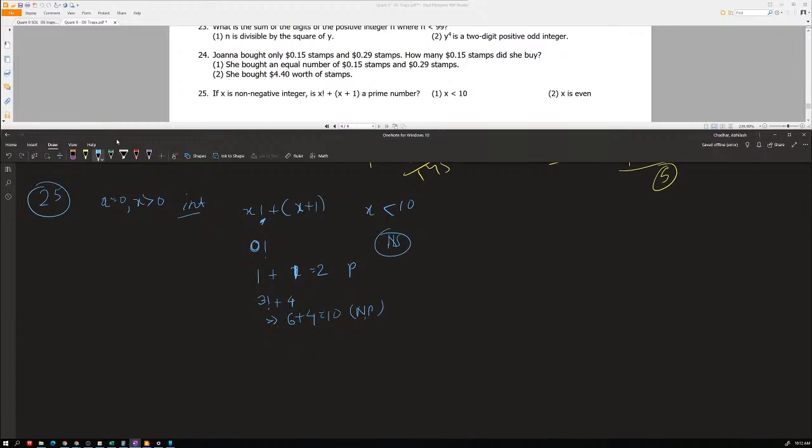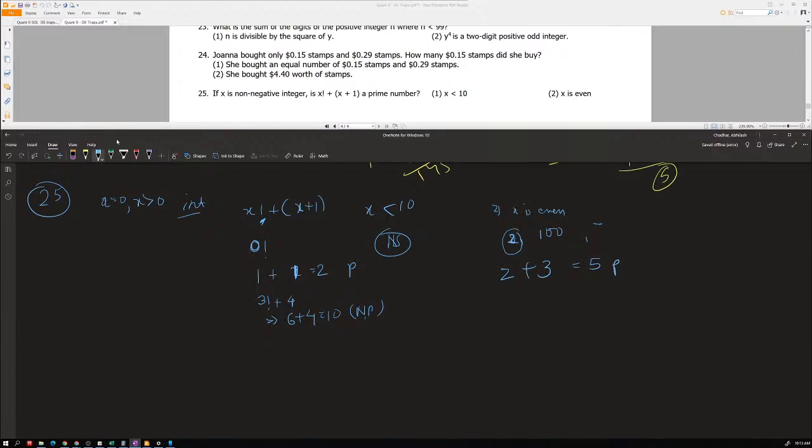Let's take number 2 where x is even. So x is even means x can be anything, 2 or 100. Since we have a factorial here, I cannot take 100. I don't know the factorial of 100. But let me take 4 or something like that. So let's take 2 first. 2 factorial is 2, plus 3, which becomes 5, which is prime.